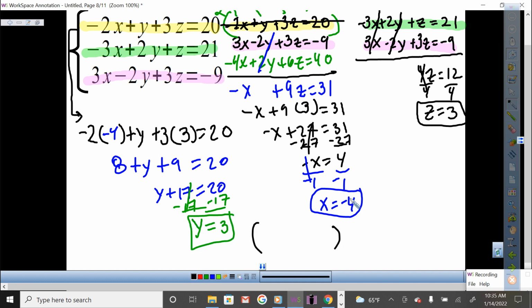Solution, negative 4, 3, 3, x, y, z. Solution.